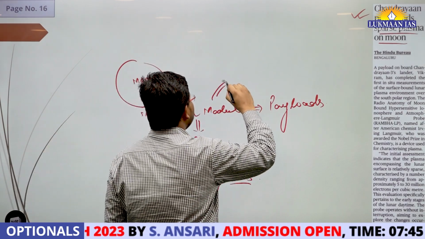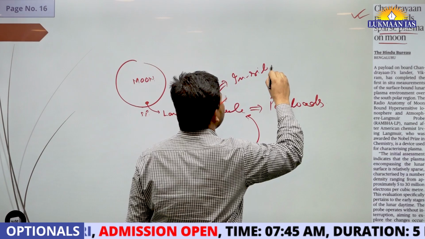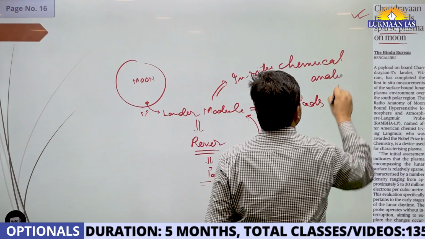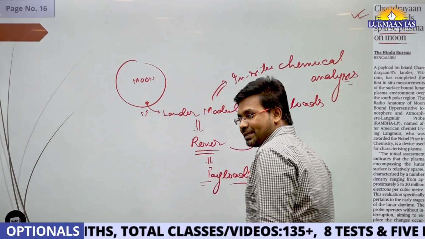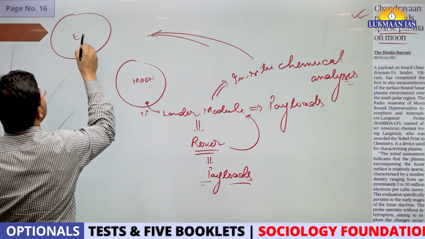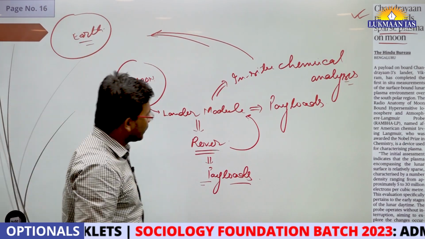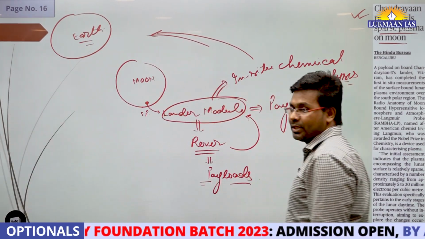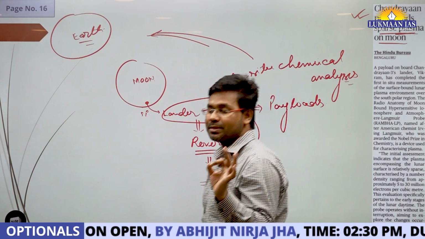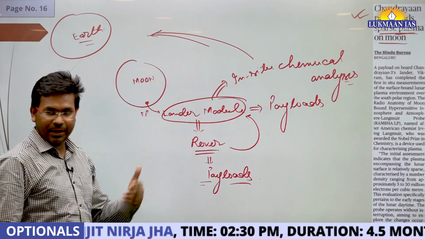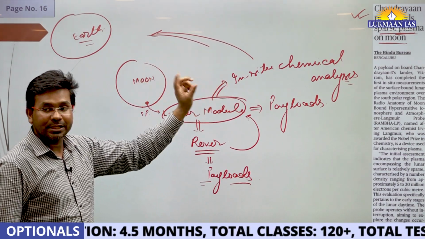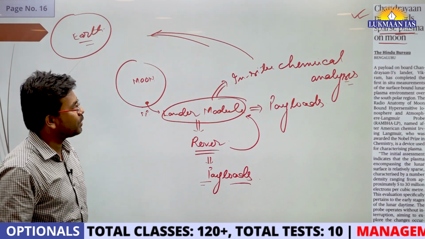And what is the lander doing? The lander is doing in situ chemical analysis. And after doing that analysis, it is sending the data back to us on Earth. So recently, this lander module of the Chandrayaan 3 mission has given us data that they have identified sparse plasma. Plasma is the fourth state of matter. Sparse means a lesser amount of plasma on the surface of the moon.